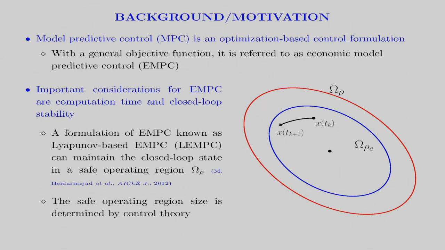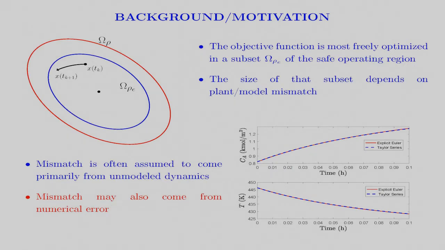A formulation of EMPC known as Lyapunov-based EMPC, or LEMPC, is associated with the controller maintaining the closed-loop state in a safe operating region, reflected in the figure as the red region omega rho. The objective function, or economics, is roughly most freely optimized in a subset of the safe operating region, shown as omega rho e in the figure. This subset can be larger when there is less plant model mismatch.